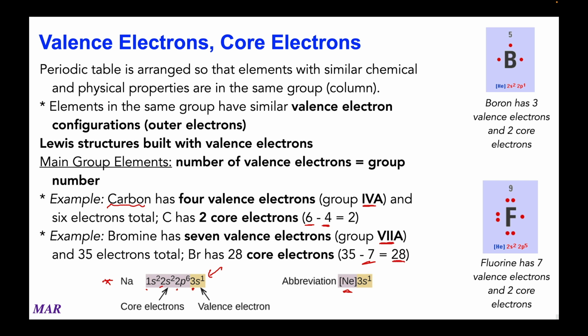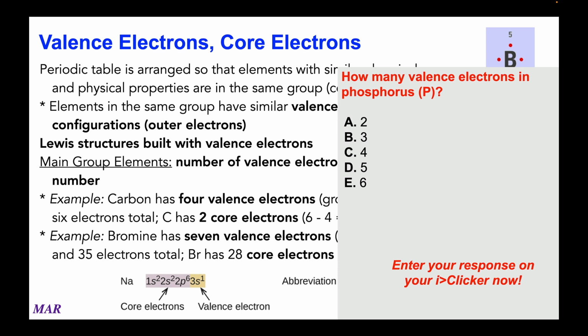So valence electrons are just the outermost electrons. And you can go back to all the electron configurations. It's usually the highest n electrons that are involved in the bonding. So if I said, how many valence and core electrons does boron have? Well, boron is in group 3, 3 valence electrons. Boron has a total of 5 electrons, 5 minus 3, 2 core electrons. And likewise there at the bottom, fluorine has a total of 9 electrons, but it's in group 7A, so 7 valence electrons, 9 minus 7, 2 core electrons.